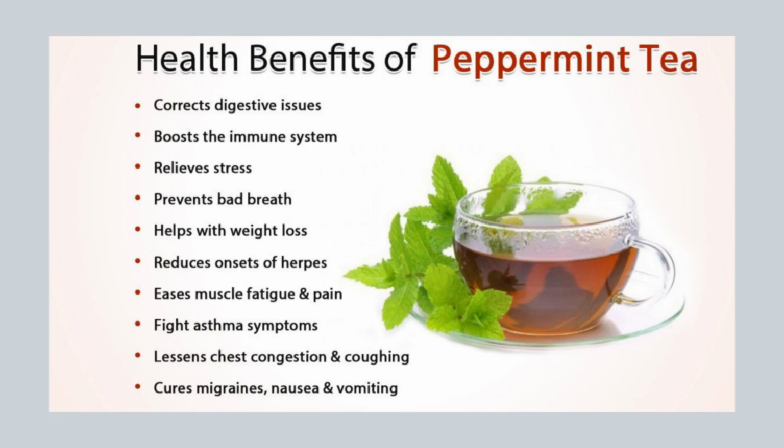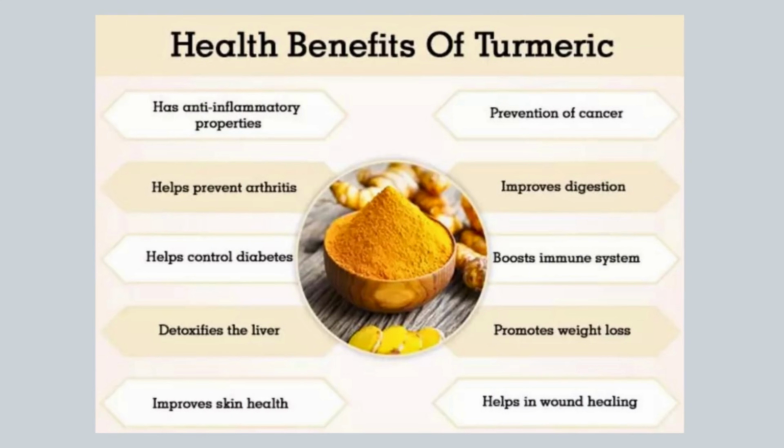Second is peppermint. Now, peppermint has properties such as it helps us relieve stress, and it also reduces inflammation. It also helps with pain. Next is turmeric. Now, turmeric also has anti-inflammatory properties. It also has antibacterial properties. It also helps heal wounds, and it also relieves pain.